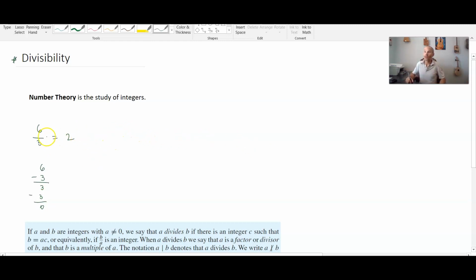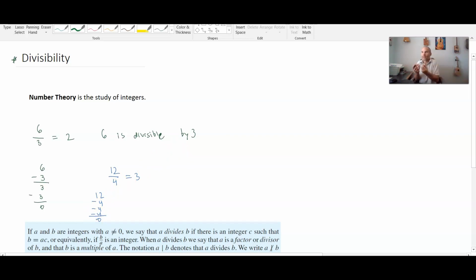Whenever a number like 3 can go into another number an integer number of times, then we say that 6 is divisible by 3. Now we could do that for any set of numbers. We could say 12 divided by 4 results in an integer. In other words, I could take 12 and remove bundles of 4. I could do that 3 times before I run out of packets.